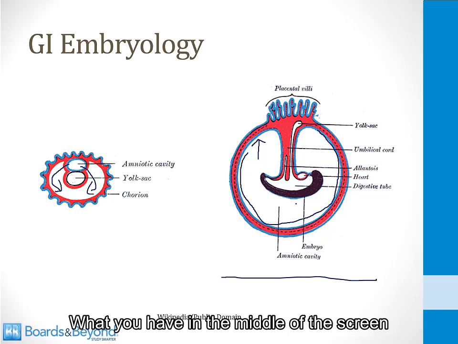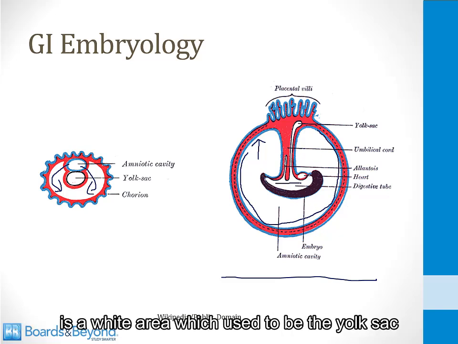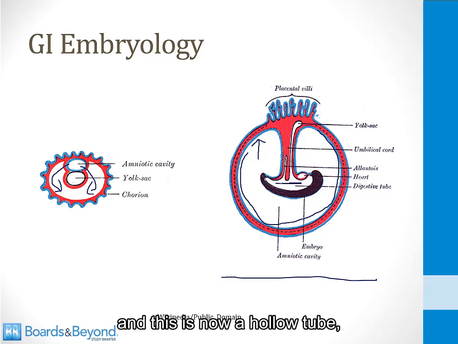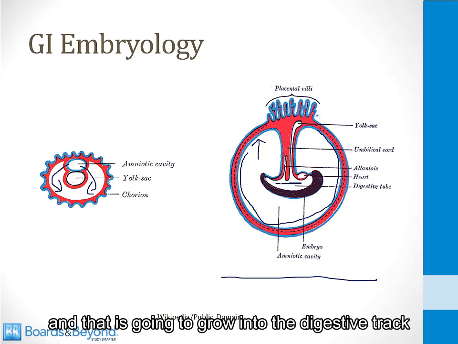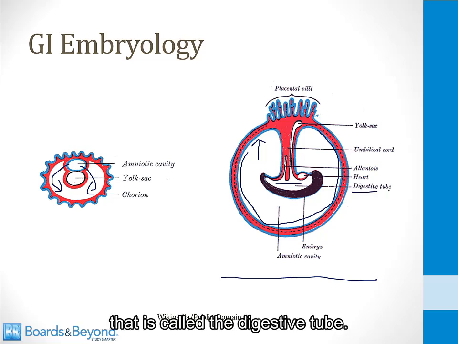What you have in the middle of the screen is a white area, which used to be the yolk sac, and this is now a hollow tube, and that is going to grow into the digestive tract. That is called the digestive tube, and it comes from the yolk sac.